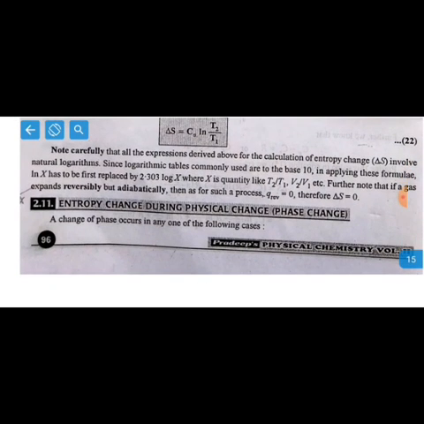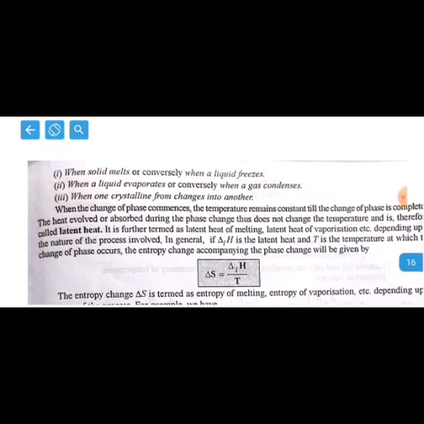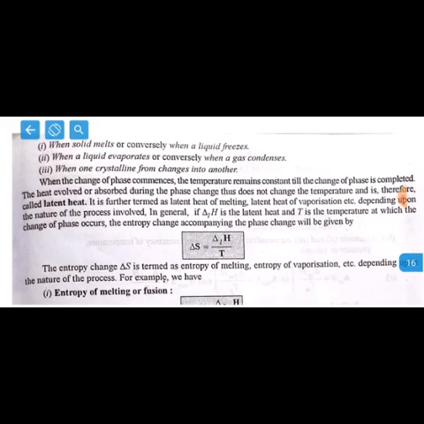Entropy change during physical change, phase change. A change of phase occurs in any one of the following changes: when a solid melts, or conversely when a liquid freezes. Second is when a liquid evaporates, or conversely when a gas condenses. Third is when one crystalline form changes into another. When the change of phase commences, the temperature remains constant till the change of phase is completed. The heat evolved or absorbed during the phase change does not change the temperature and is therefore called latent heat.